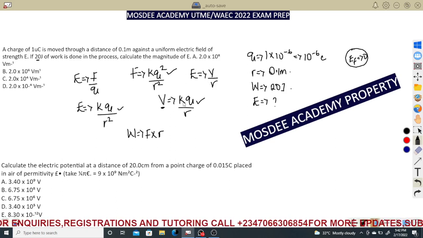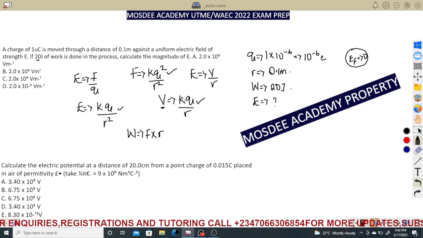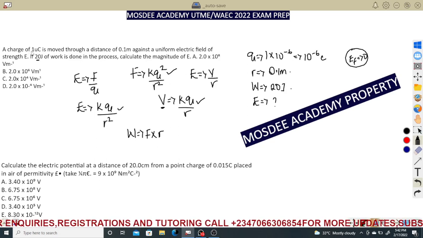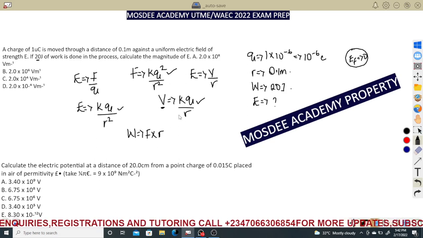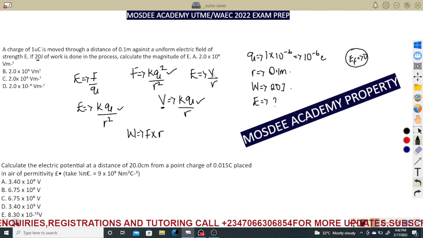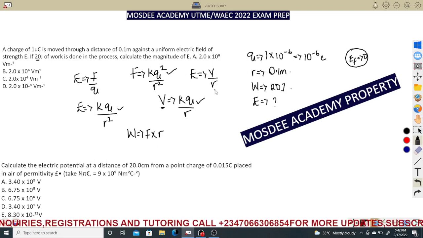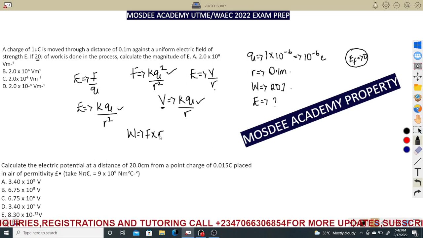So from V, you can say V equals KQ by R. You substitute your Q, you substitute your distance. K is 9 times 10 to the power 9. Then when you get the answer, divide it again by what? By this.